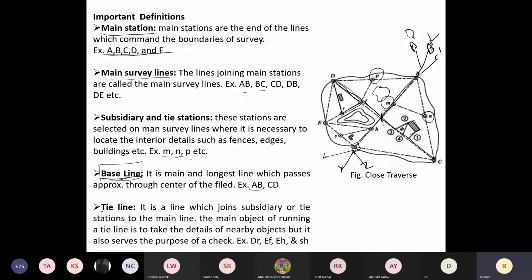Some definitions called tie lines. What are tie lines? A line joining a subsidiary or tie station to the main line. The main object of running a tie line is to take the details of nearby objects like D, R, E, F. You see capital D. Where is capital D? Can you locate? This is C, this is D. Now, if you want to plot in more detail, this is my tie line. The line joining the tie stations becomes the tie line.